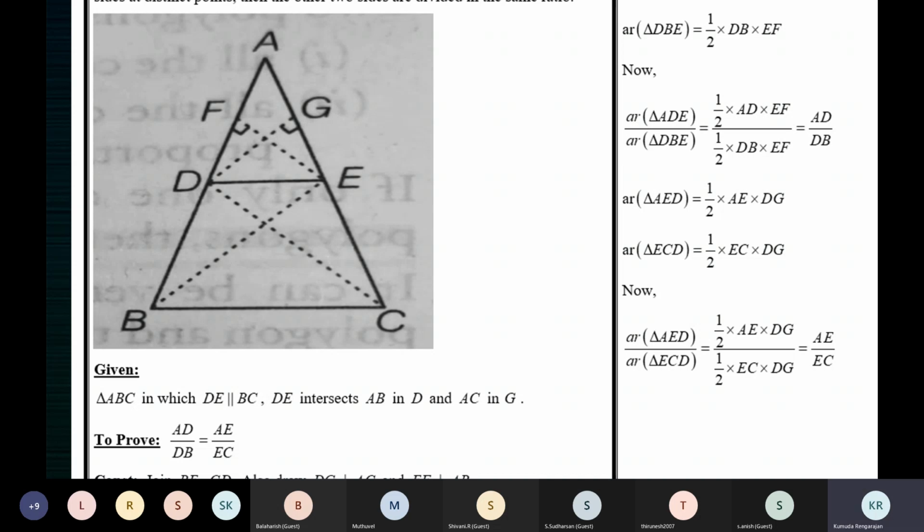Yes, volunteer children. Ma'am, if a line drawn is parallel to any one side of the triangle, to intersect the other two sides at distinct points, then the other two sides are divided in the same ratio. Good. Well tried, Arnav. Then the other two sides are divided in the same ratio.